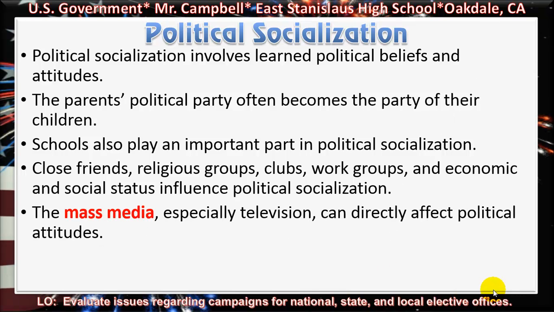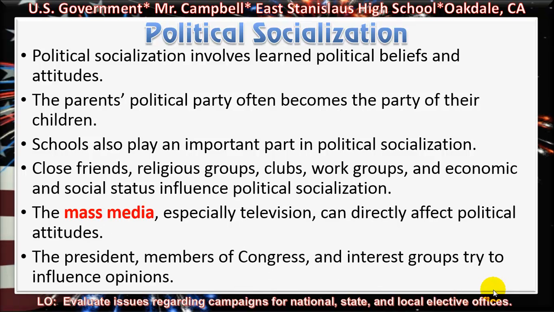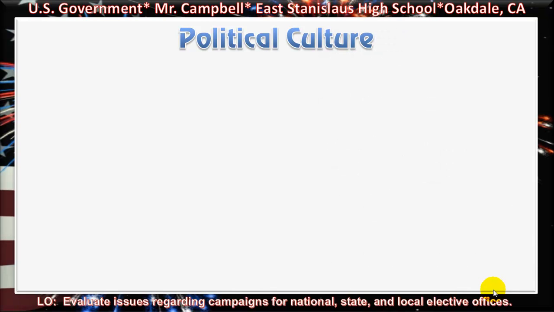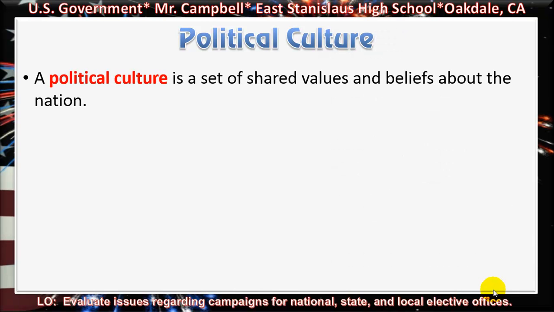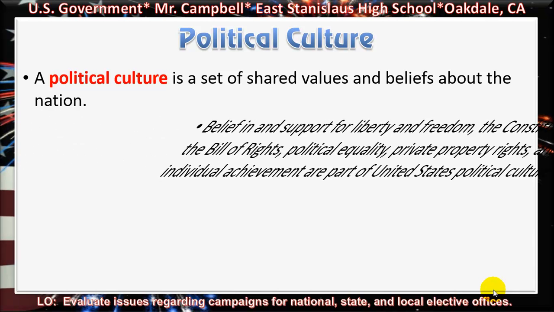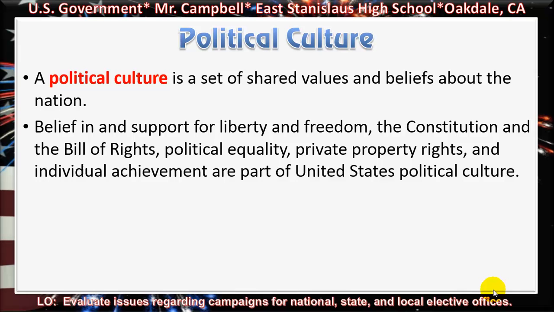The mass media, especially television, can directly affect political attitudes. The president, members of Congress, and interest groups try to influence opinions. Political culture. A political culture is a set of shared values and beliefs about a nation. Belief in and support for liberty and freedom, the Constitution and the Bill of Rights, political equality, private property rights, and individual achievement are part of the United States political culture.